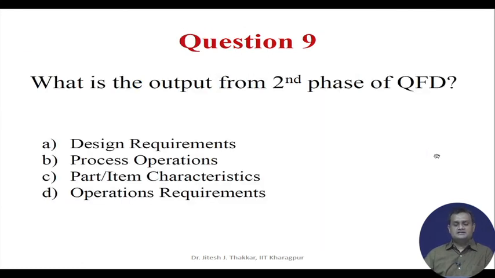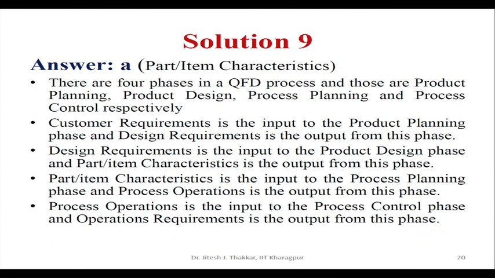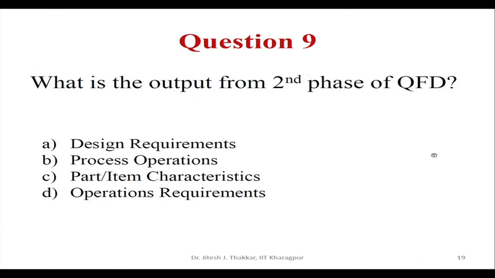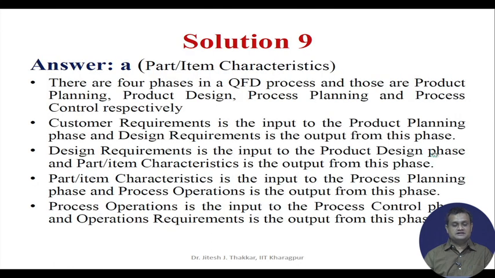Question 9. What is the output from the second phase of QFD? Is it design requirement, process operations, part or item characteristics, or operations requirement? So, the correct answer is A, part or item characteristics. Basically, we say that there are 4 phases in QFD, and those are product planning, product design, process planning, process control respectively. The customer requirement is the input to the product planning phase and design requirement is the output of this phase. So, the output from the second phase of QFD is part item characteristics.